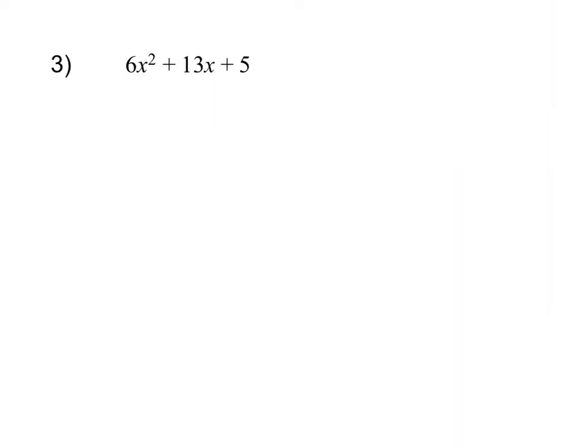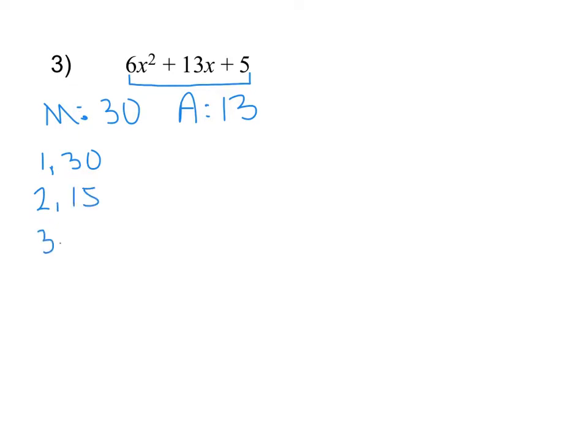Number 3, we have 6x squared plus 13x plus 5. So first we're going to multiply our a and c term. So we're trying to multiply to 30, and we're trying to add to 13. So all my factors of 30 are 1 and 30, 2 and 15, 3 and 10, and 5 and 6. And which one of those adds to 13? Well, 3 plus 10 adds to 13.